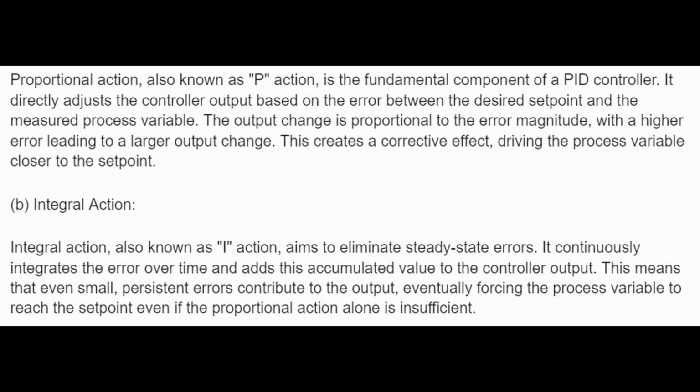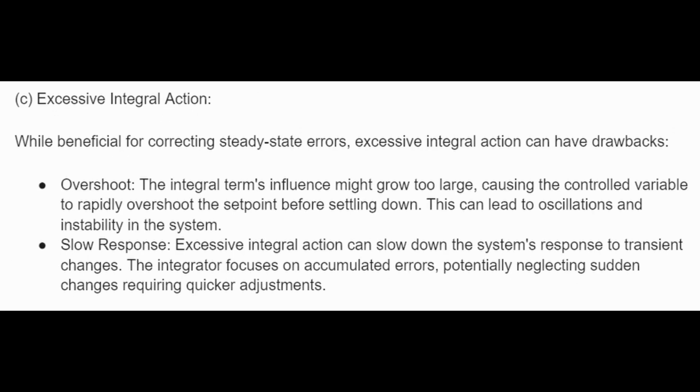B. Integral action. Integral action, also known as I action, aims to eliminate steady state errors. It continuously integrates the error over time and adds this accumulated value to the controller output. This means that even small, persistent errors contribute to the output, eventually forcing the process variable to reach the set point, even if the proportional action alone is insufficient.